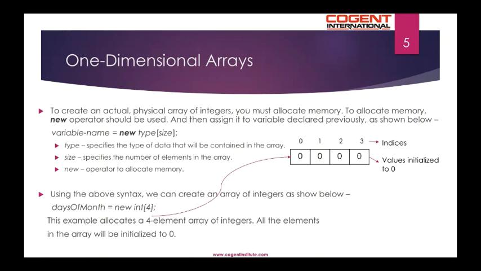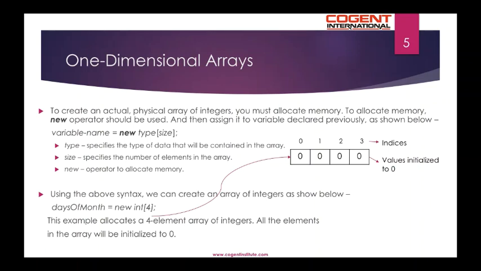As shown below, you have the variable name is equal to new, the type, and we specify the size within the square brackets. The type specifies the type of data that will be contained in the array. Size specifies the number of elements in the array, and new is the operator to allocate memory. So using this above syntax, we can create an array of integers as shown below.